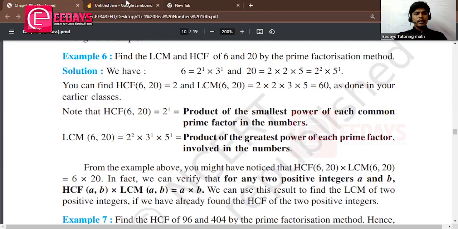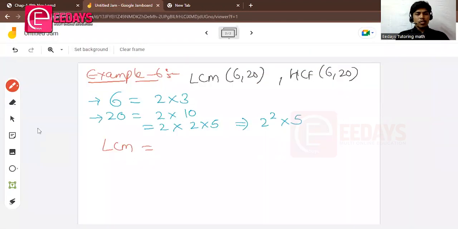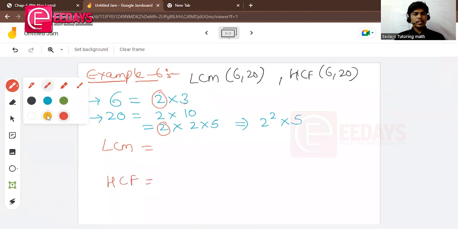Yeah, let's take 6 and 20. Now, what are the common things in these two? Observe, 2 is common and 2 is common. Let's see, 3 is there. Is 3 there in 20 also? No, 3 is not there. Then you can write HCF is equal to 2 only. Why? Because only 2 is common and smallest in both numbers after taking the common.